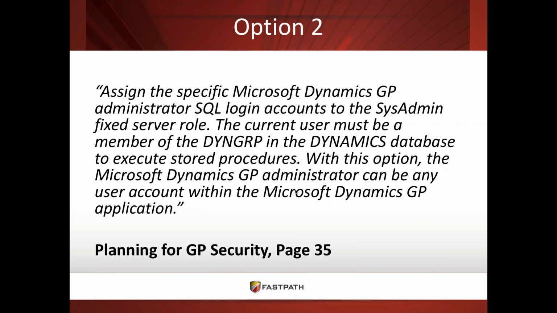Essentially, for this to work, you're going to select a GP user from SQL. You're going to go into SQL Server, select a GP user, and assign them the sysadmin fixed server role. And there's another little requirement that they be a member of Dyn Group, but realistically, they're a member of Dyn Group if they are an active GP user. So usually you don't have to worry about that. And as it states in the documentation, with this option, any GP user can administer GP and add users.